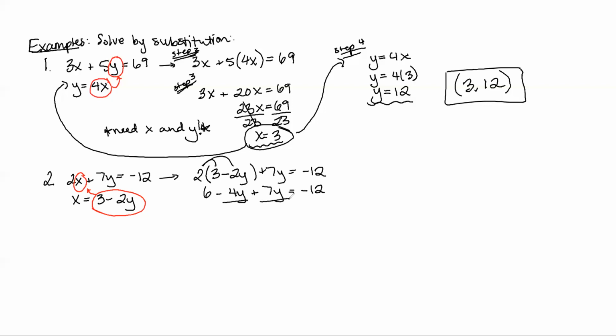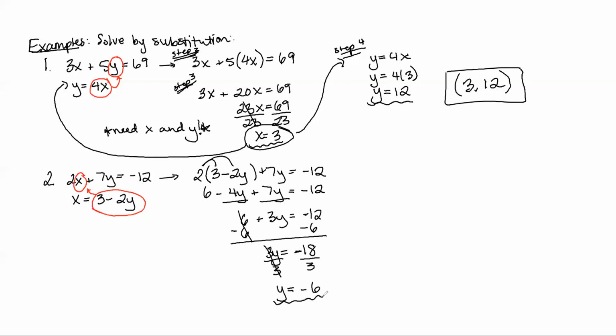Combine like terms. So we get 6 plus 3y equals negative 12. Subtract 6 from both sides. So we get 3y equals negative 18. Divide both sides by 3, and we get y equals negative 6.